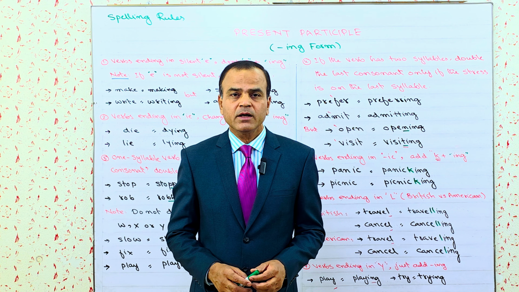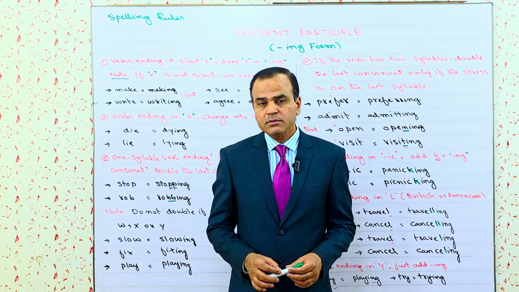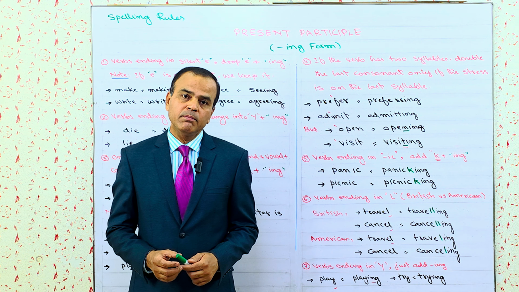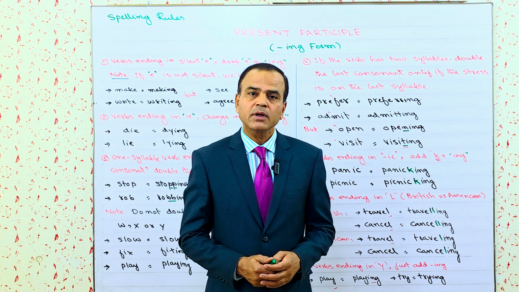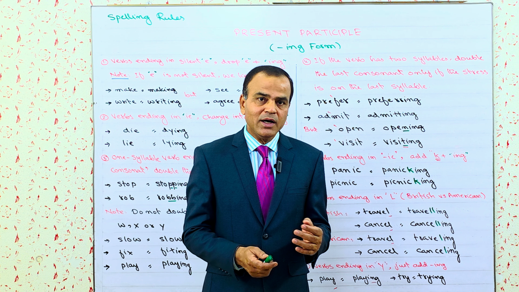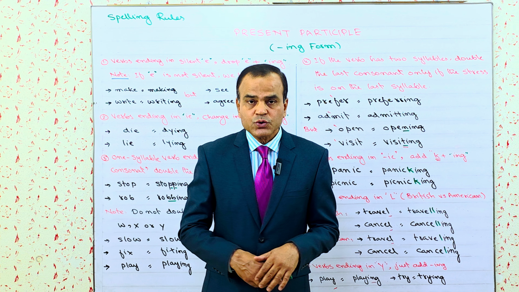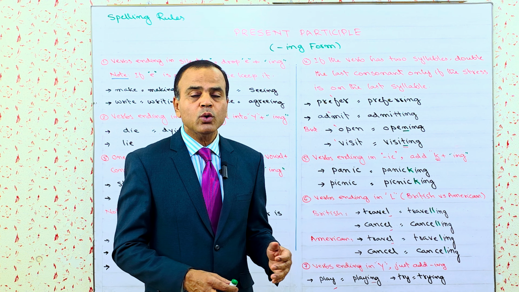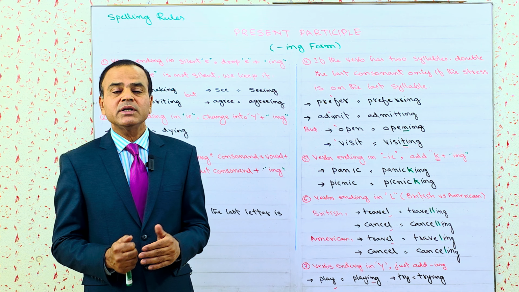Hello again. In this video, we will learn the spelling rules when we change the base form of the verb into ing form. In some cases, we have to drop certain letters. In other cases, we have to double the last consonant, or in some cases, we have to add an extra letter. So what are the rules? Let's dive into the world of spelling and learn all about the spelling rules when we make the verb its ing form.